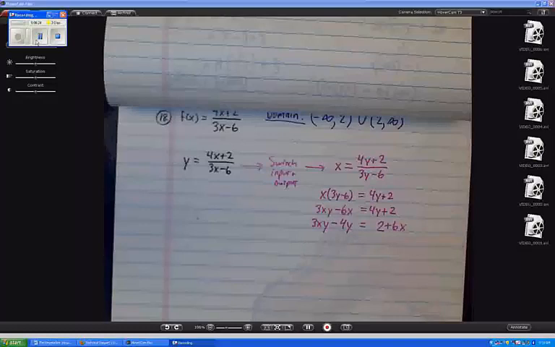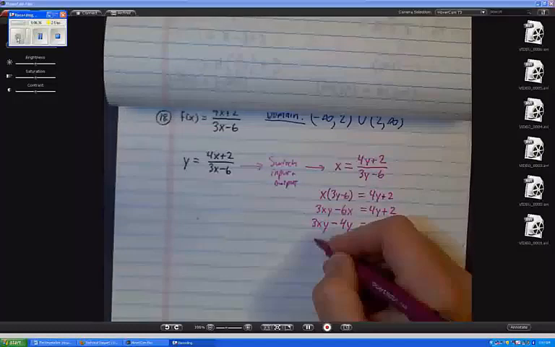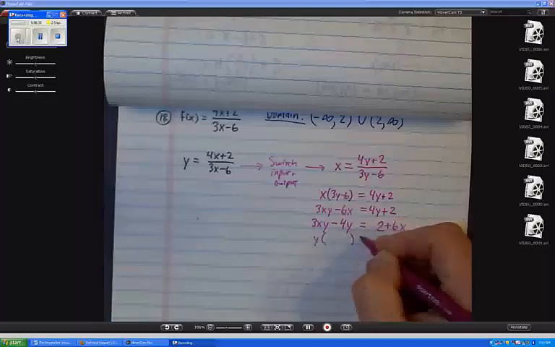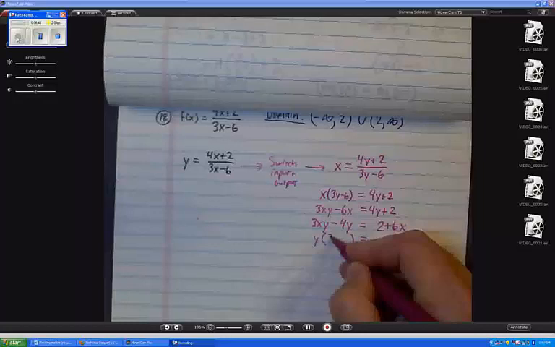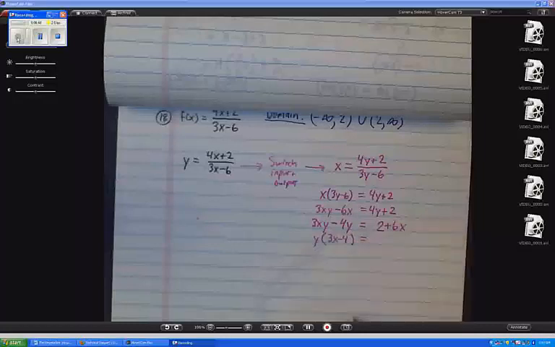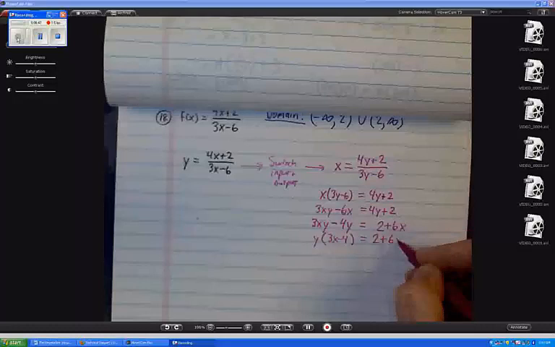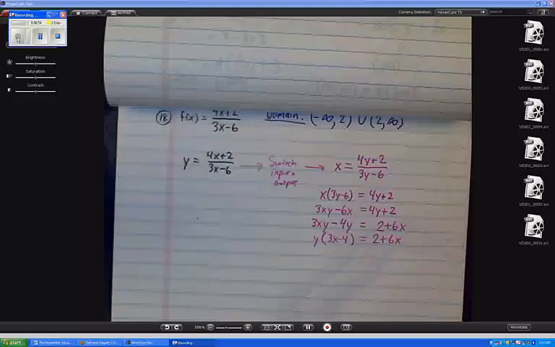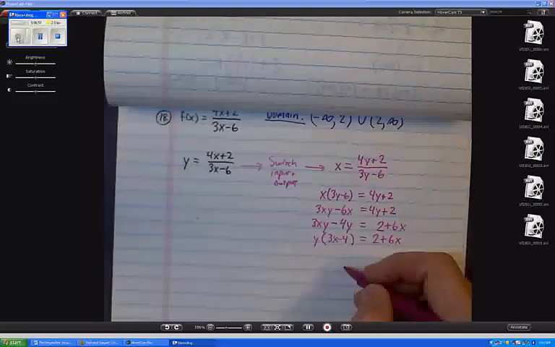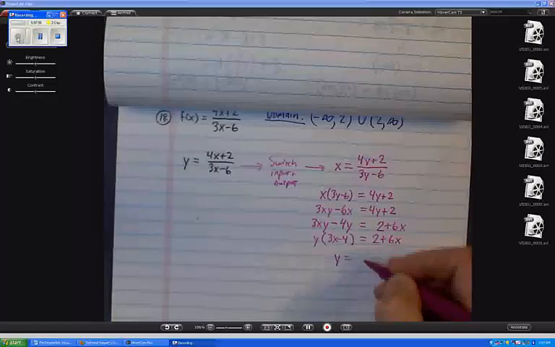I'm going to undistribute, or factor. What's the common factor on the left-hand side? So if we take out the y, now I have 3x minus 4 in the parentheses, and all this equals 2 plus 6x. Okay. Then we can divide, right? And so we could solve for y. We could say, well, y equals, and why don't I write 2 plus 6x over 3x minus 4.